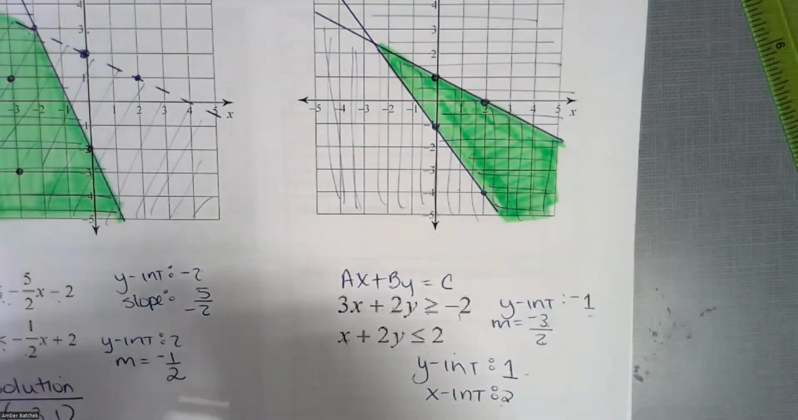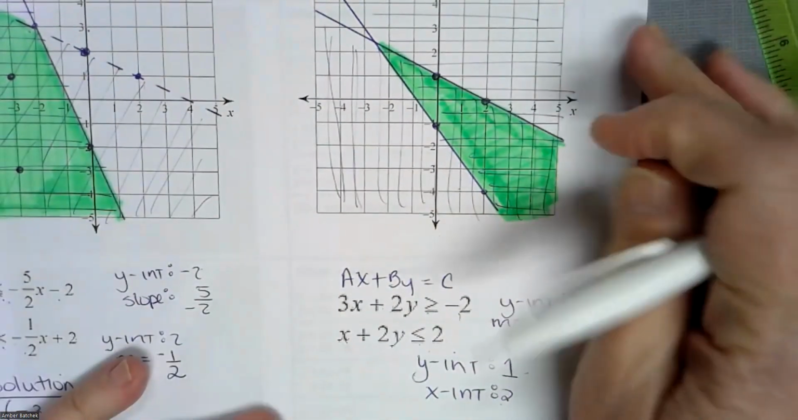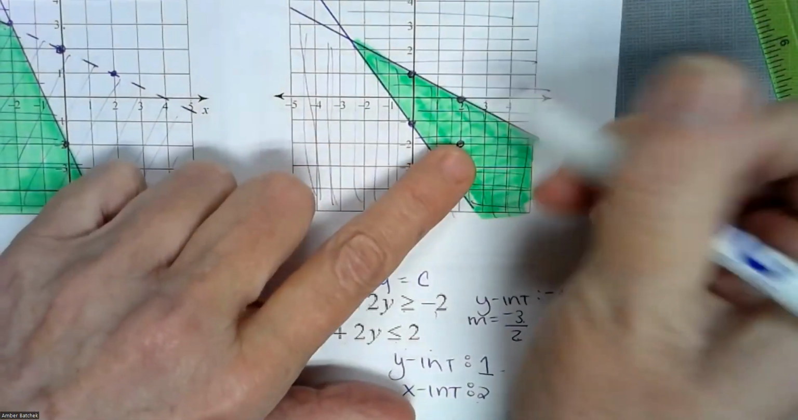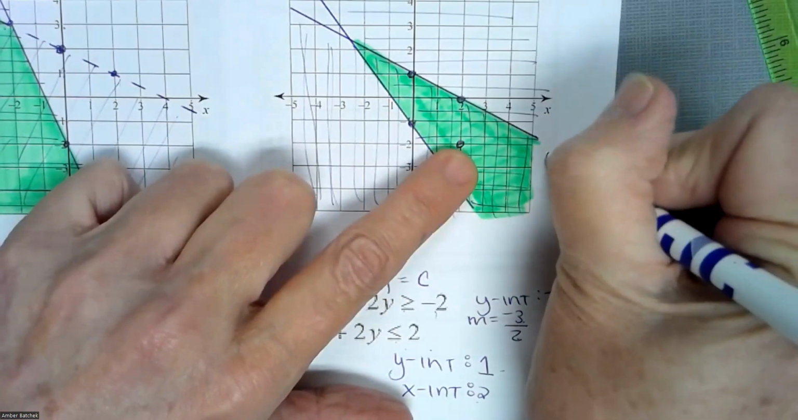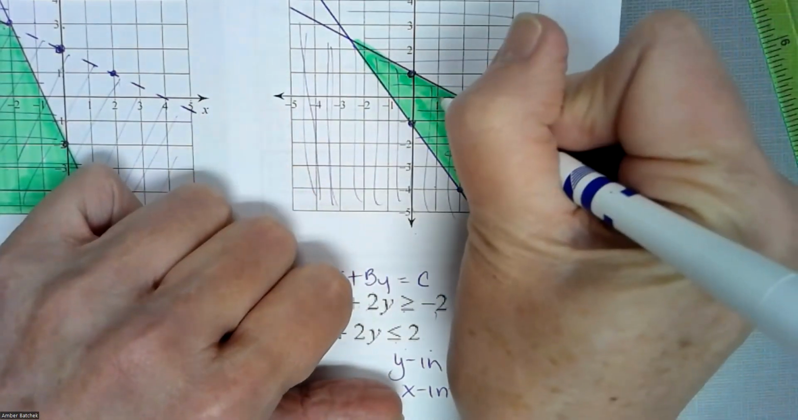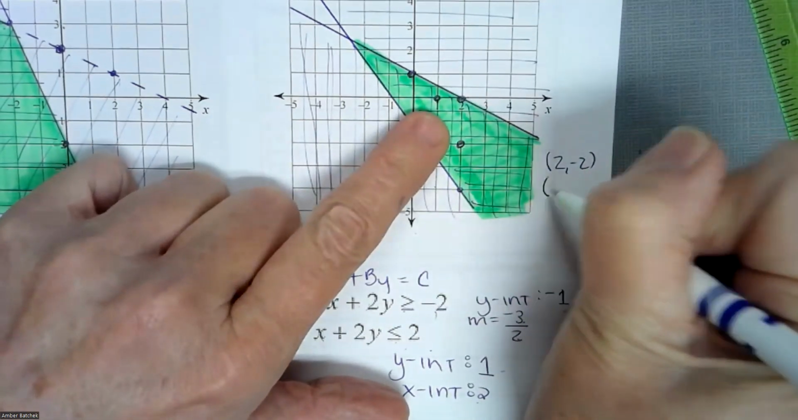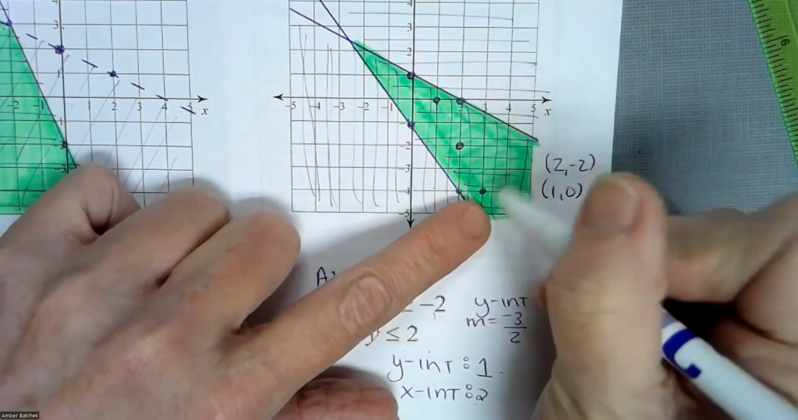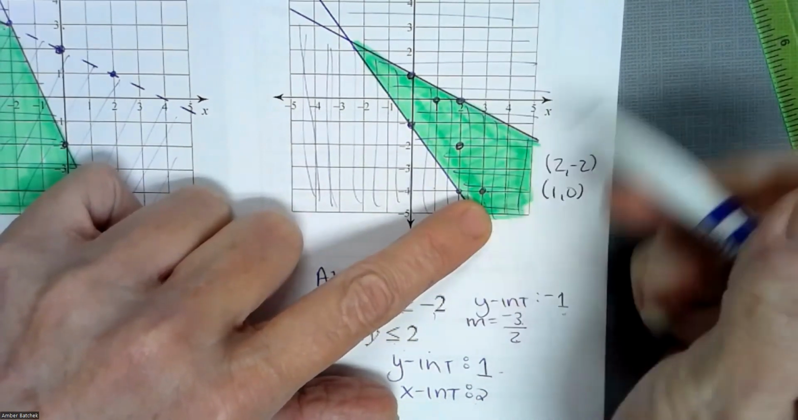And my solutions to this system of inequalities is in the shaded area. So we'll just pick a couple points here. This is a solution. This is the point (2, -2). Here's a solution. That is the point (1, 0). We'll just do one more. How about right there? There's a solution. That is the point (3, -4).